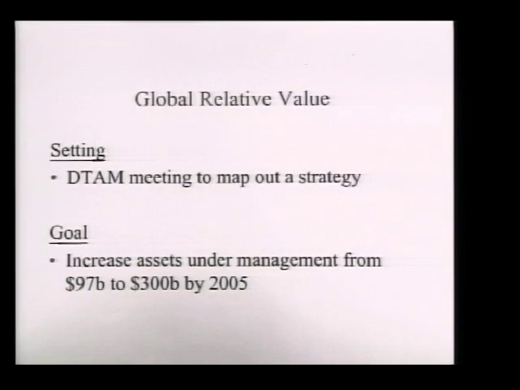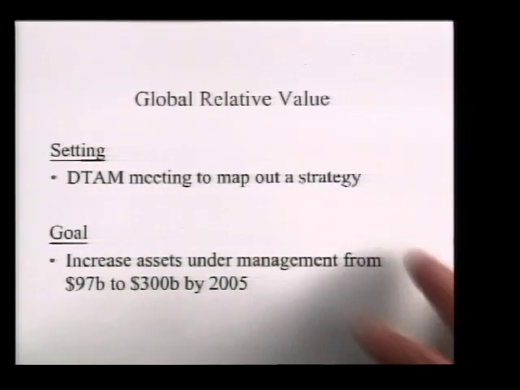Dream Team Asset Management is meeting to map out a strategy. They've got a goal here to go from 97 billion under management to 300 billion by 2005. So an aggressive goal.